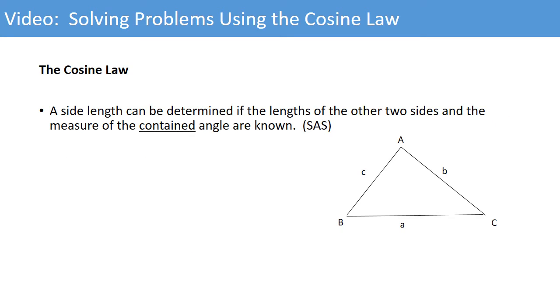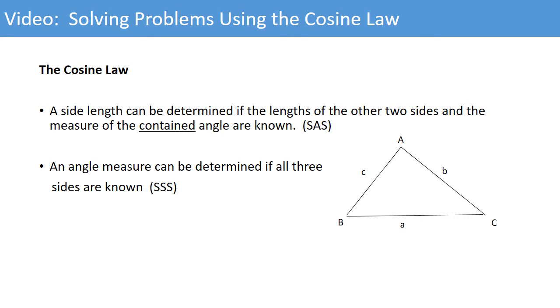A side length can be determined if the lengths of the other two sides and the measure of the contained angle are known. Side angle side. Contained means that the angle is between the two given sides. Or the angle measure can be determined if all three sides are known. Side, side, side.